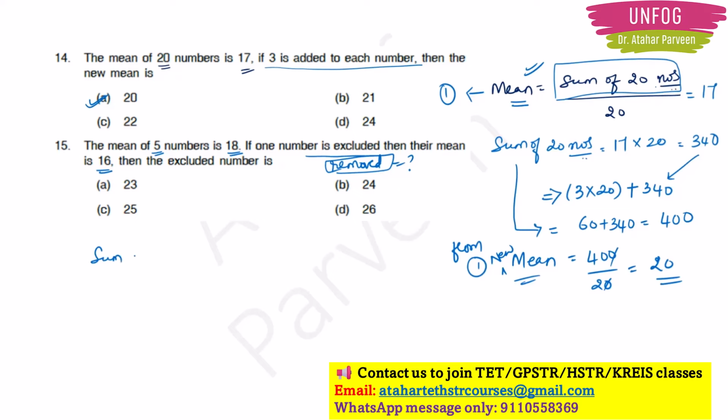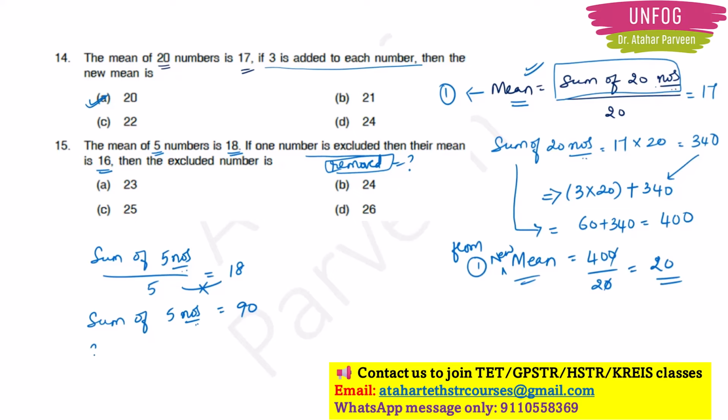See, sum of 5 numbers upon 5 will be the mean, right? But what is that mean? It is 18. Correct? So with this, sum of 5 numbers will become 18 into 5. So 18 into 5 is 90. So this will be 90.